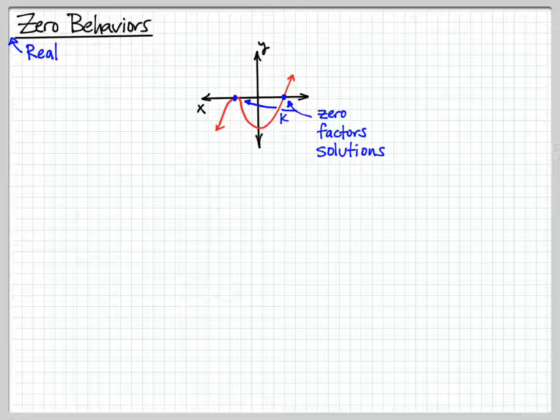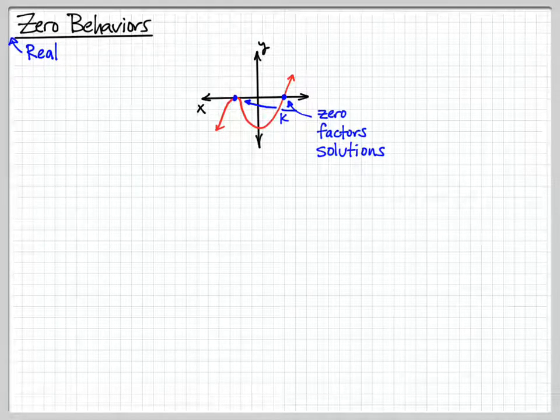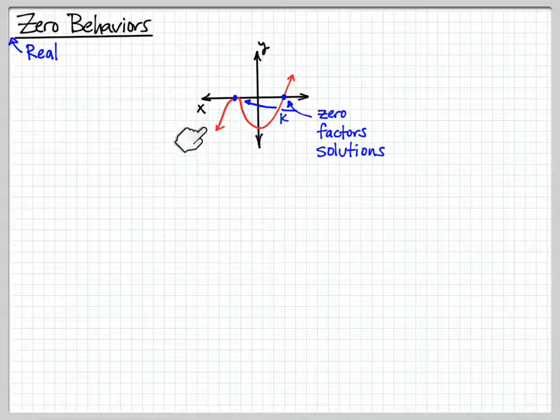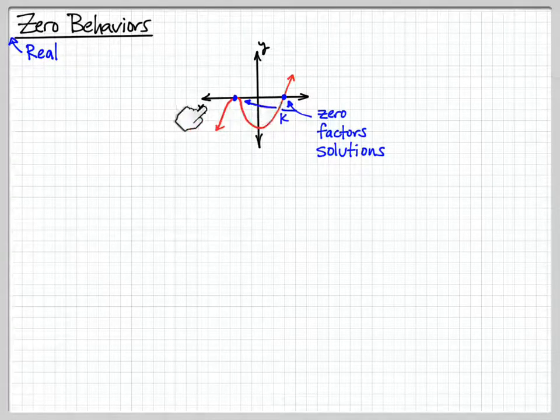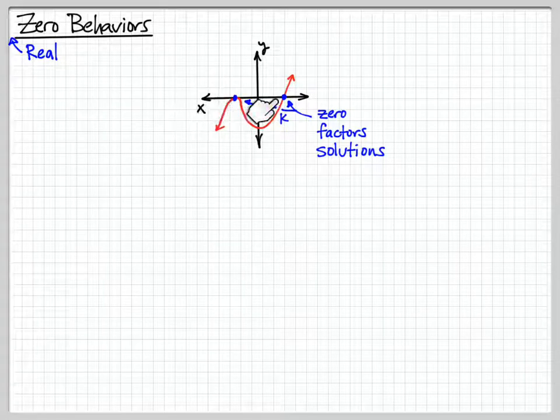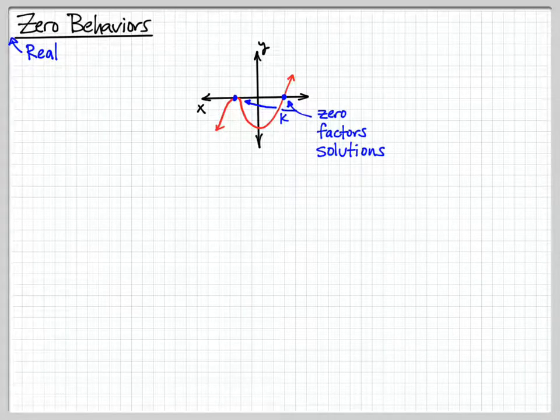Let's look at zero behaviors, and actually let's be more specific, real zero behaviors. On a graph, a function may look like this. It might curve up and go up into infinity. We can observe here, when it crosses the x-axis, we have what we call our zeros. We have 2 zeros shown in this case, and again, we can think of them as zeros and factors and solutions.